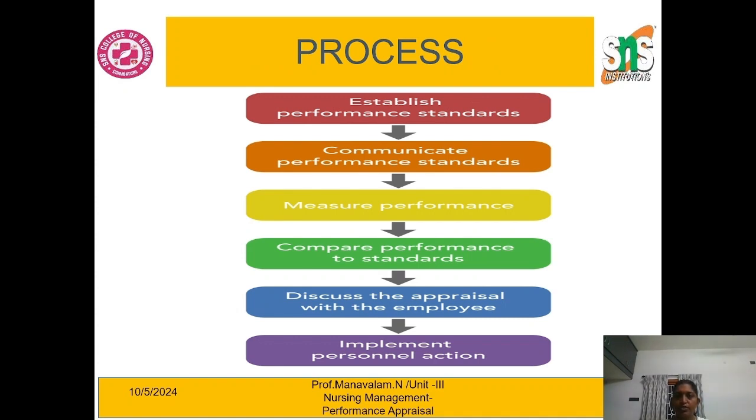So these are the steps involved in the process of performance appraisal. The first one is establish the performance standards. Second, communicate the performance standards. Third, measure performance. Fourth, compare performance to standards. Fifth one is discuss the appraisal with the employee. At last, implement the personnel action. So one by one we will see in detail.